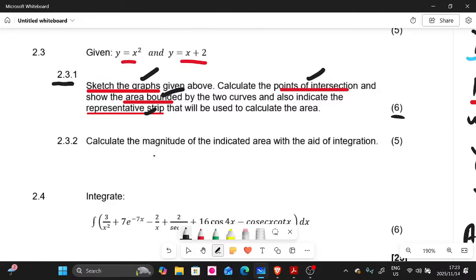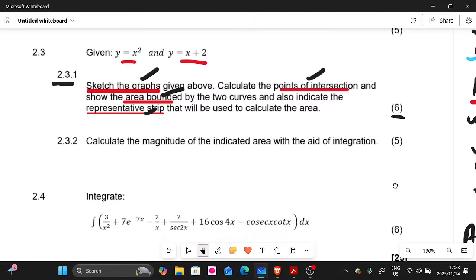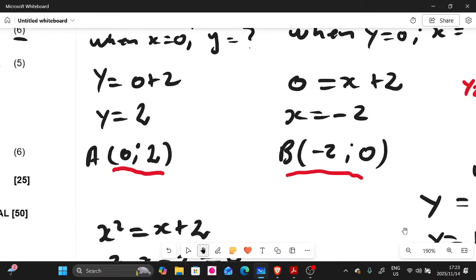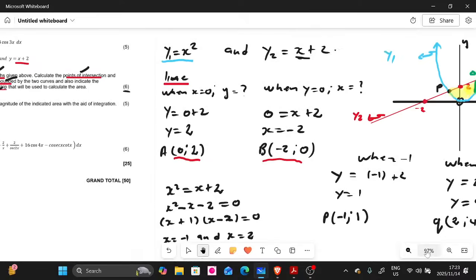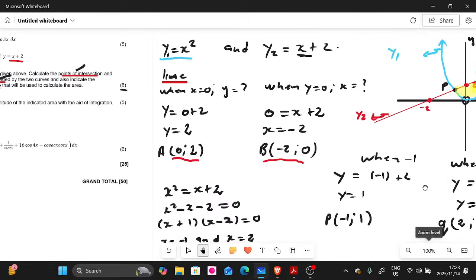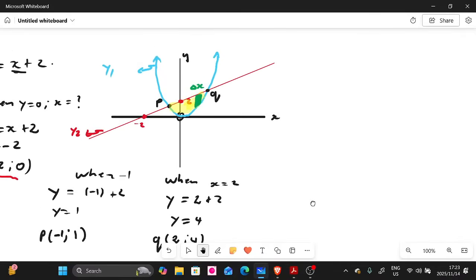They say calculate the magnitude of the indicated area with the aid of integration. So now they want you to calculate the magnitude of the area that you highlighted there. So let's go to that graph there. Okay, so they want us to calculate the area using integration. Now, remember the other question that we were busy with, the one where we have the upper limit and the lower limit. Now, we're going to use that information similar to that one.